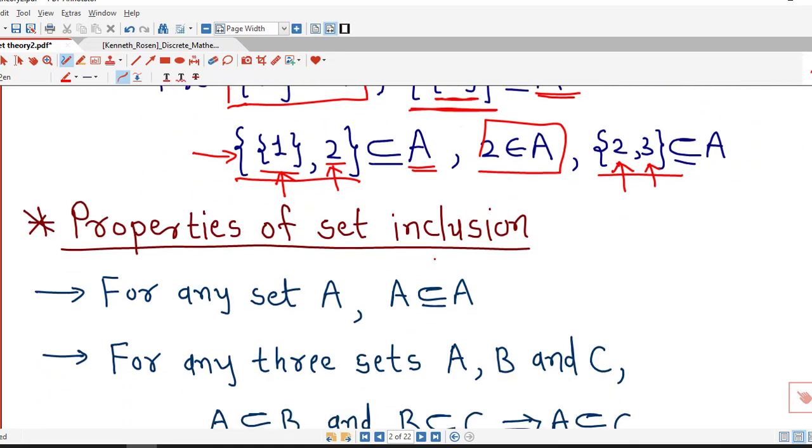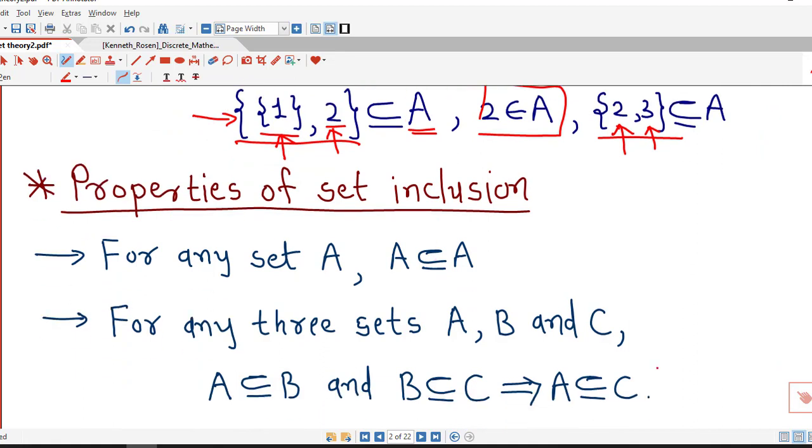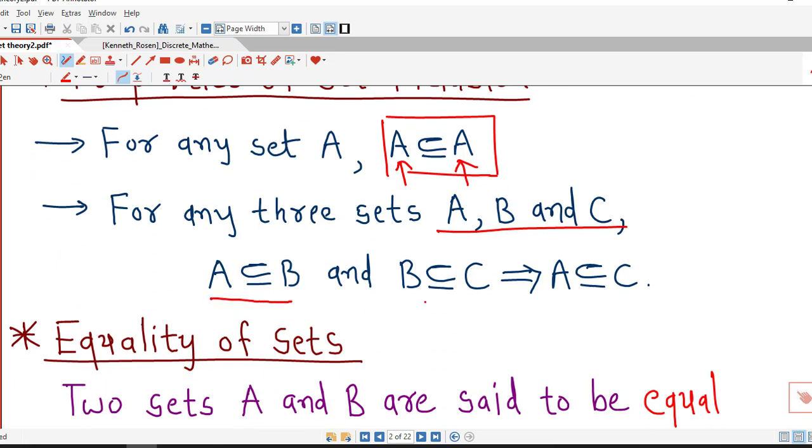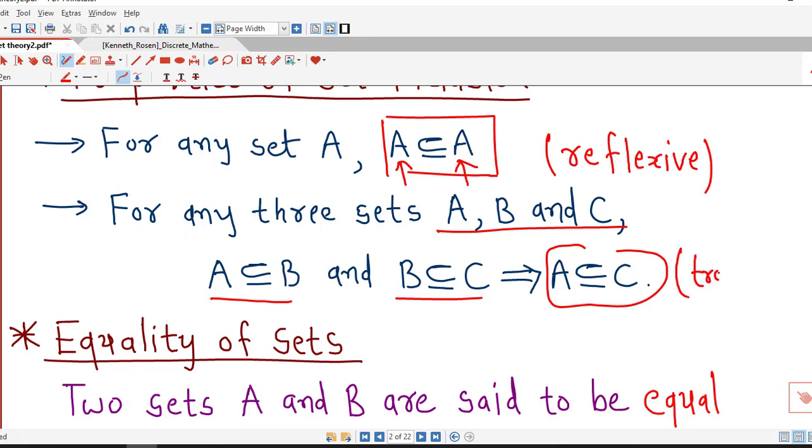Now we can list the properties of set inclusion. These are obvious properties. For any set A, A is a subset of A, because every element of A is also an element of A. Similarly, if we have 3 sets A, B and C, and A is a subset of B and B is a subset of C, then A is always a subset of C. So this first property is known as the reflexive property, and this second property is known as the transitive property.